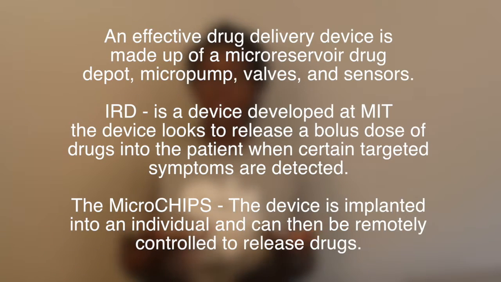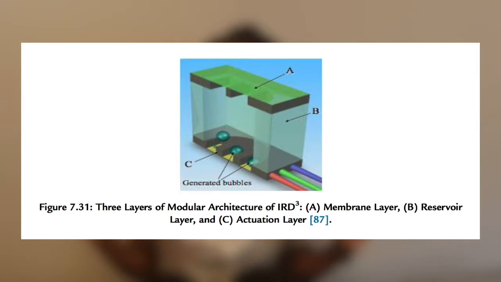An effective drug delivery device is made up of a microreservoir, drug depot, a micropump, valves, as well as sensors. Now you're probably wondering, are there actually good drug devices out there? Yes. There is a device called the IRD, which is a device developed by MIT.